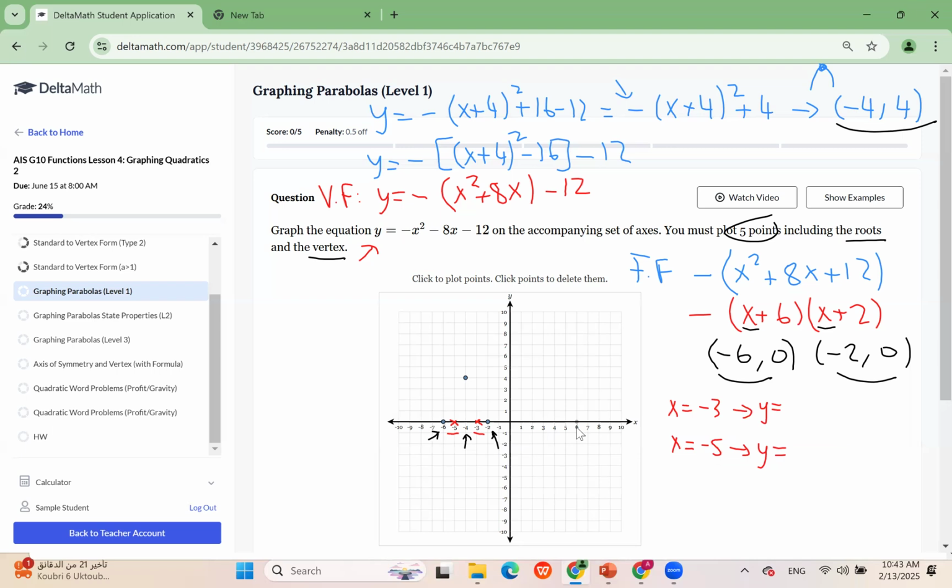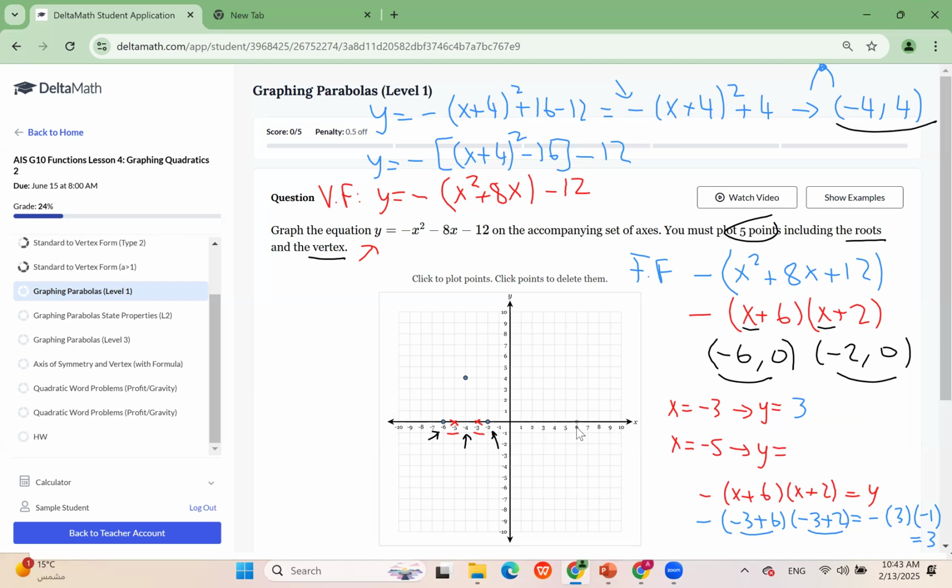So for example, if we choose the factored form, you can say minus (x plus 6)(x plus 2) equals y. For negative 3, it becomes negative (negative 3 plus 6)(negative 3 plus 2), which is negative 3 times negative 1. This here is 3 and this here is negative 1. If you multiply all these together, you get positive 3. So we write y equals 3.